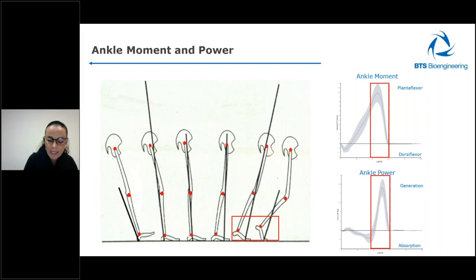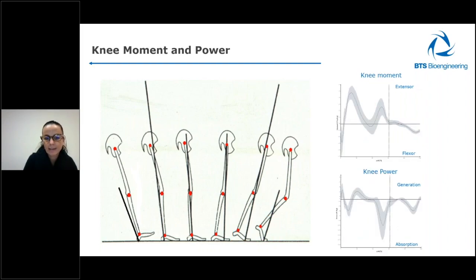Now, let's see what happens at the knee level. Then I will let you evaluate the hip joint by yourself.